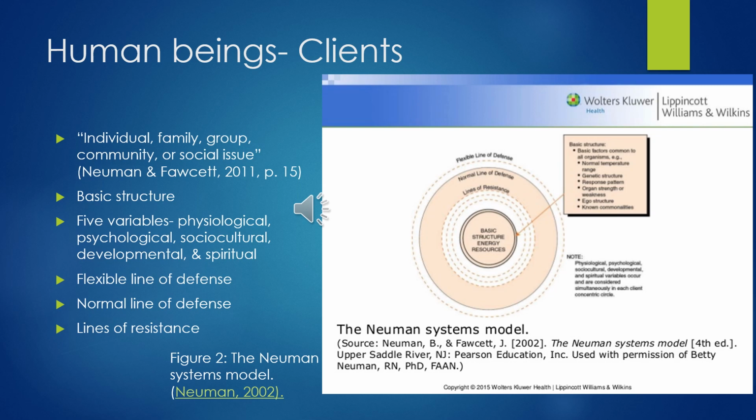The lines of resistance are the innermost concentric broken circles in the diagram and are necessary to protect the variables and elements located in the inner core. These lines of resistance are used when a stressor or situation gets past the normal line of defense. Each of these aspects of the client structure have a very specific and important role in order for the client, human being, or system to function properly.